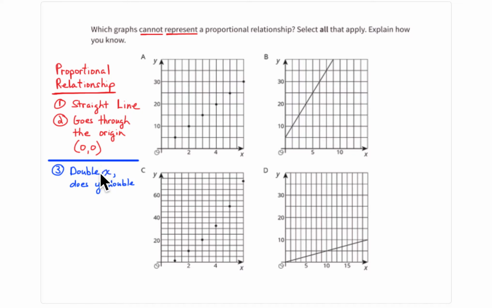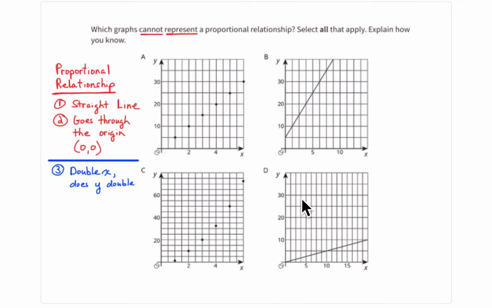You can also look to see if you increase x by a certain factor, if y increases by that same factor. So if you double x, does y double? If you triple x, does y triple? 4 times x, is it 4 times y?